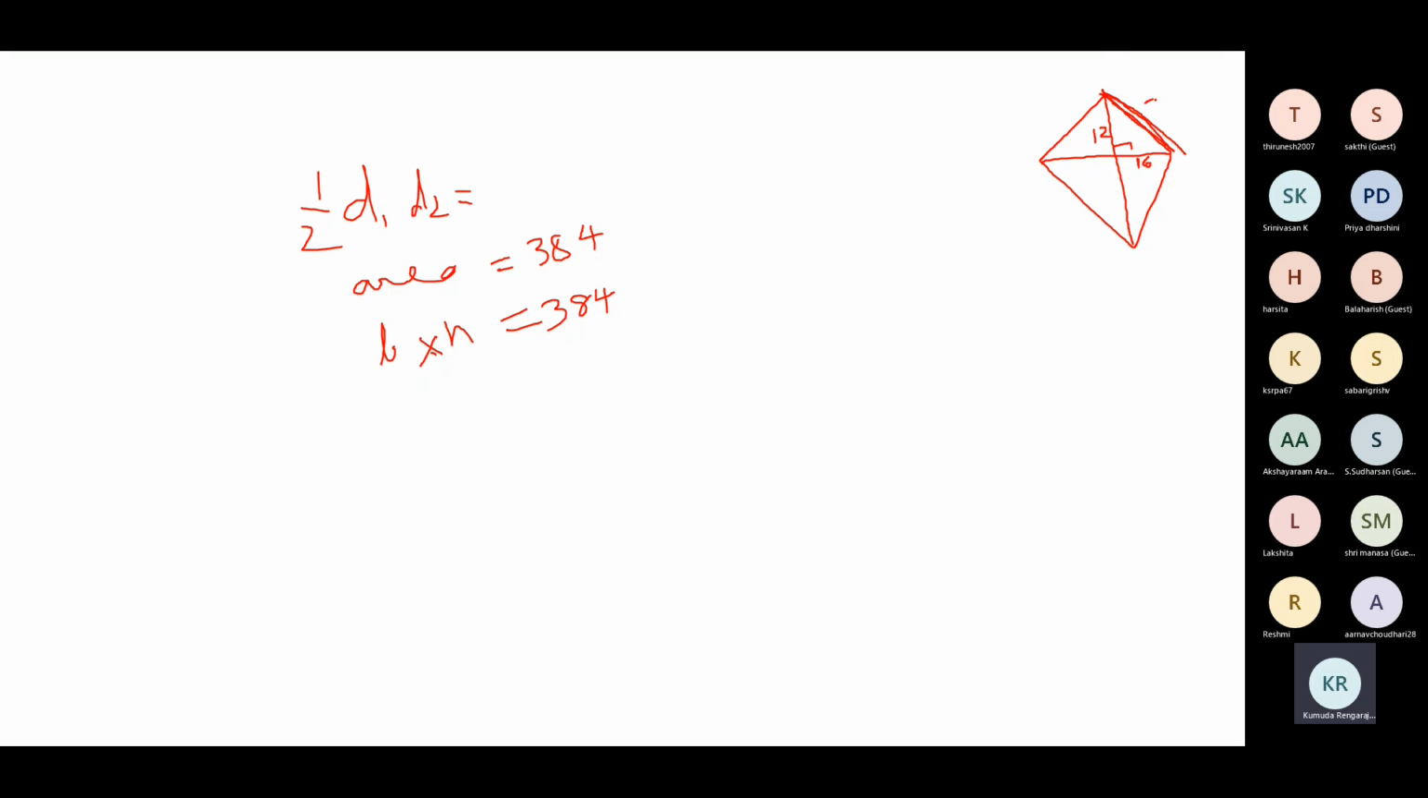So you have to find the side of the rhombus using Pythagoras theorem and then substitute that here. So base is 20 into height, which is the altitude, is equal to 384.